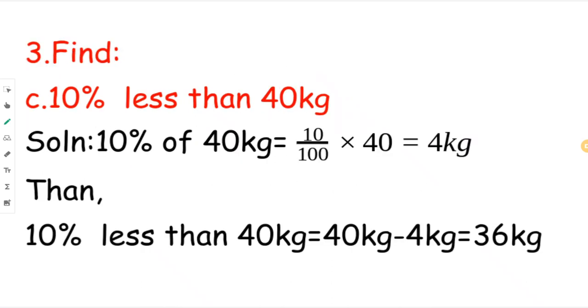Alright, question number 3. Question number 2 was more than, right? But now it is less than, okay? So once we find this 10%, we'll subtract it from the main. Alright, so first let's find 10% of 40 kg, right? So I can cancel the 0s. So I'm having what? 4 kg.